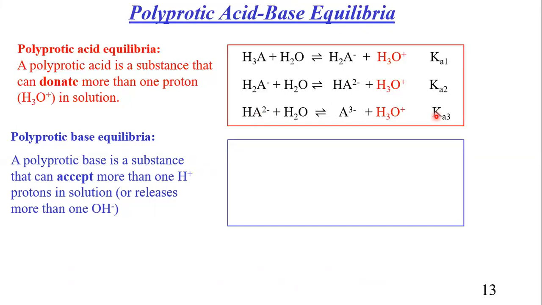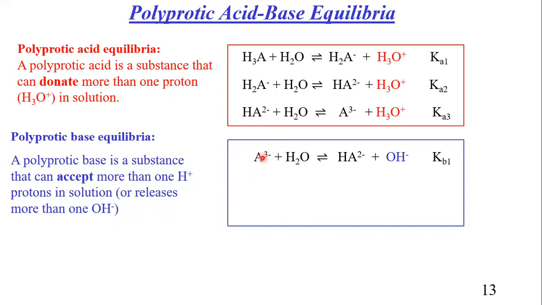What are polyprotic bases? Well, polyprotic bases are substances that can accept more than one H plus proton in a solution, or in other words, release more than one OH minus. What do you mean by accept an H plus? From where does it accept it? Well, it accepts it from water. Now, water is going to act as my acid because I have a base. So I have a base such as A3 minus now in solution. Notice there's a negative charge, so it's a fairly decent base.